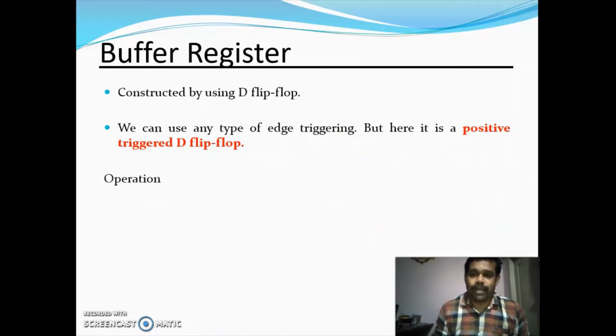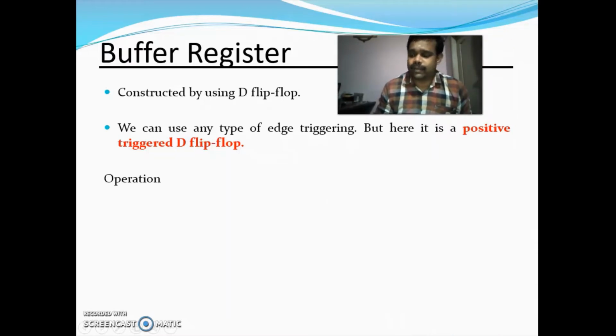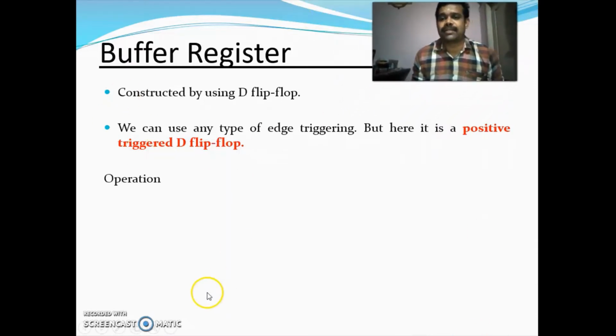triggered flip-flop. I already told you what triggering is. Triggering is nothing but making the flip-flop change its state. There are mainly two types of triggering, that is level triggering and edge triggering. In edge triggering, there are two types, that is positive edge triggering and negative edge triggering.